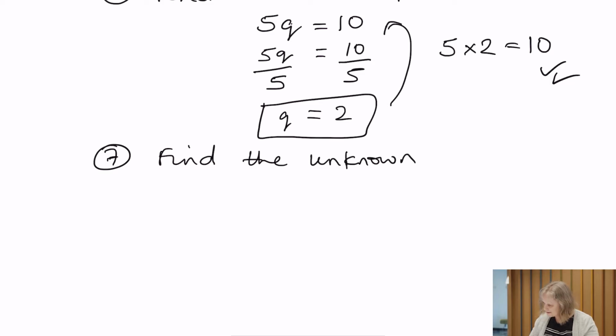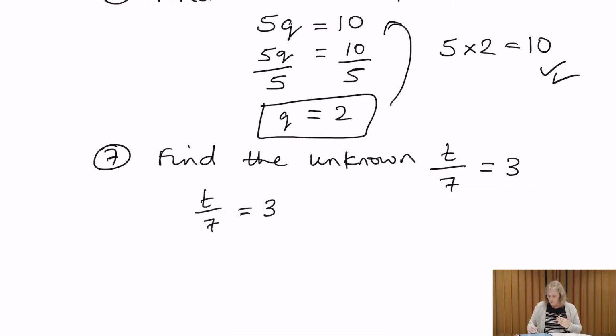Okay, in this equation, t divided by 7 is equal to 3. Again, the principle here is that we have our value t divided by 7. The opposite of dividing by 7 is multiplying by 7. So if I multiply both sides by 7, remember I have to do it on the other side to balance, and then we can simplify.